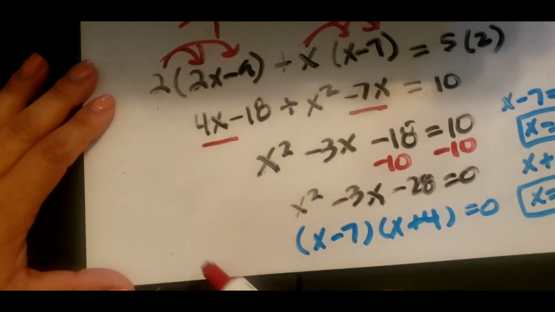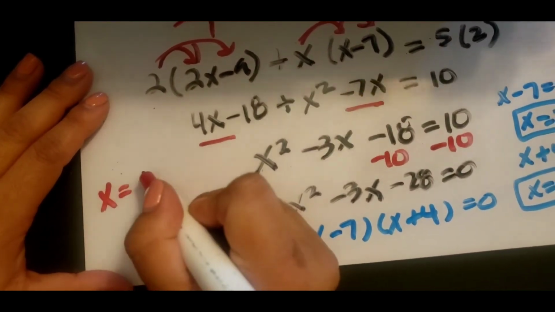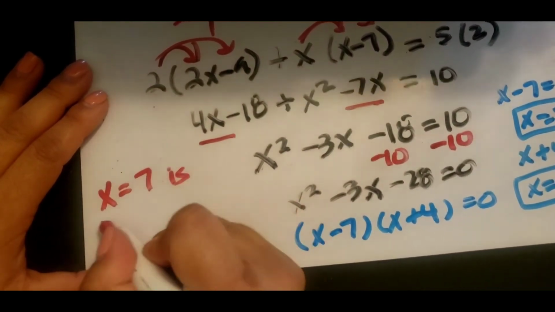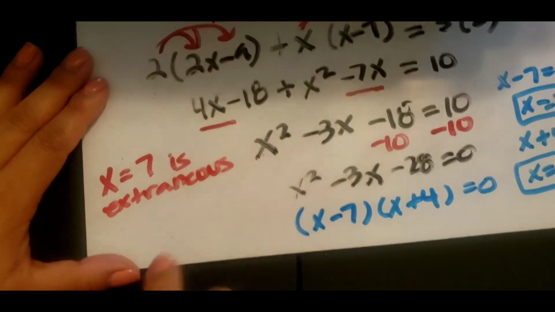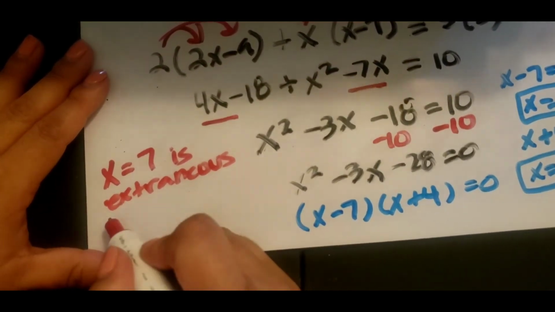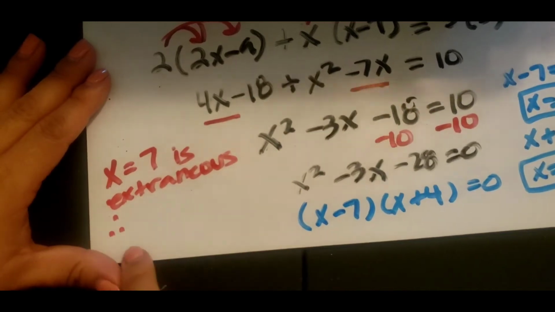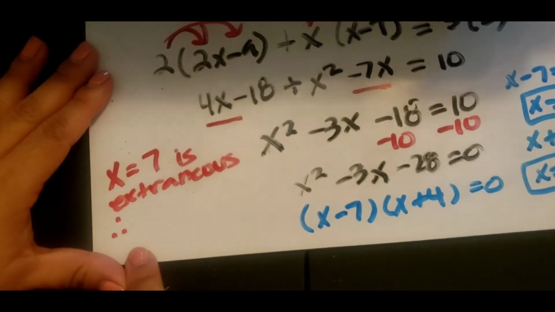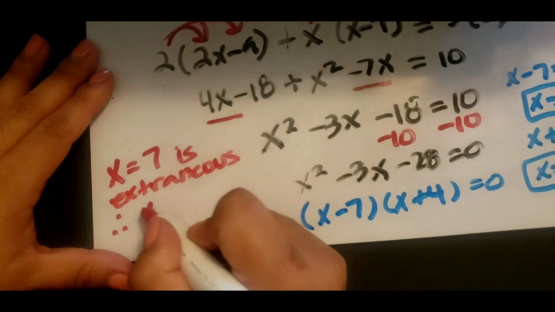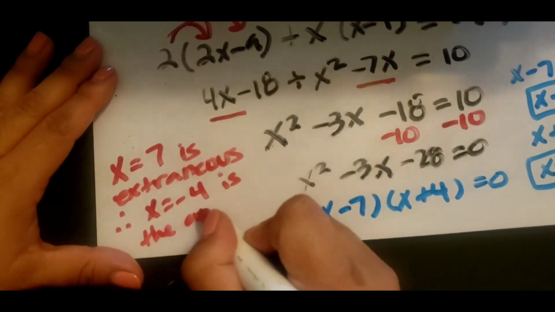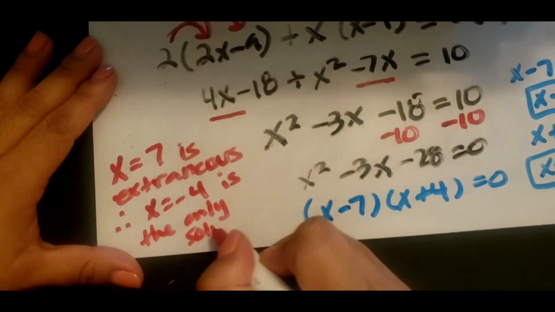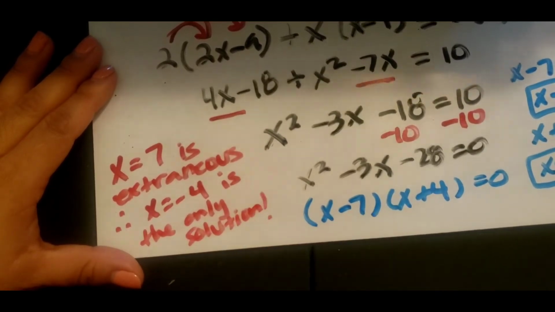So, ready? I'm going to write this on the side. x equals 7 is extraneous. I'm running out of room, but if you have been in a math class before, three dots like this means therefore. Therefore, x equals -4 is the only solution. Okay?